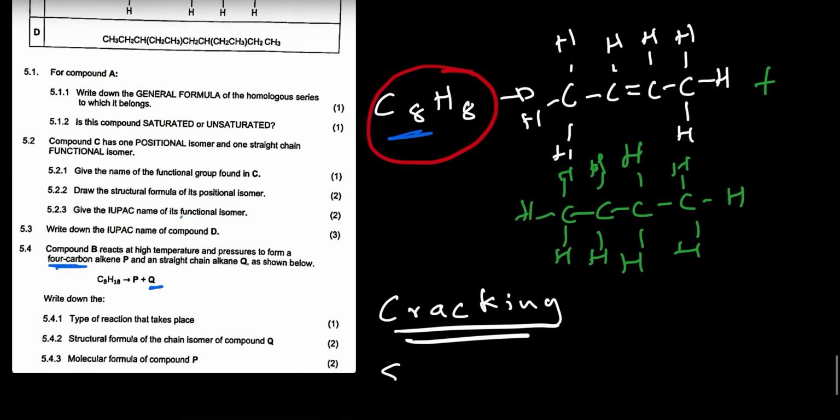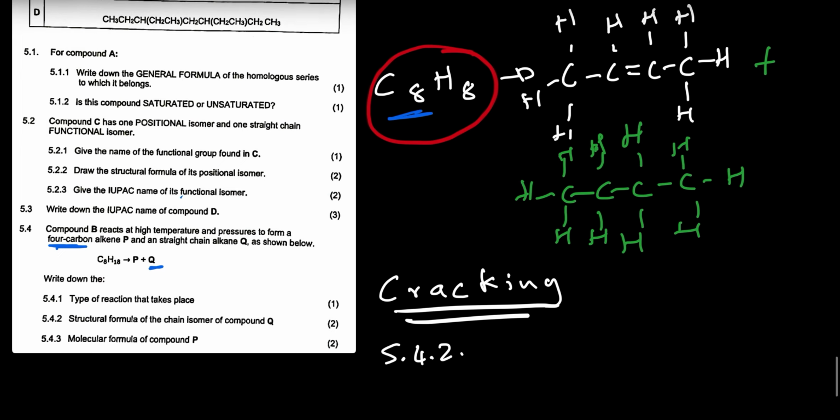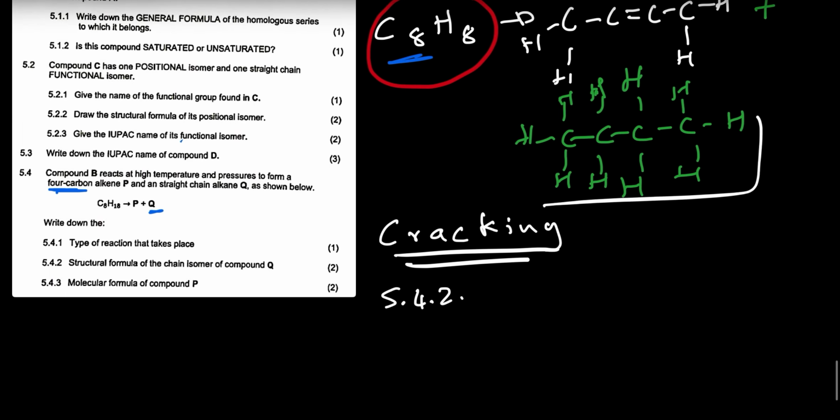Okay, so now 5.4.2, they say write down the structural formula of the chain isomer found in D. So we know on D we just have the straight chain butane. So what will be the chain isomer? The chain isomer is just going to have 4 carbons, but it will be branched. So it's just going to be 1, 2, 3, and then we just branch it there. So that should be the isomer of that butane we have as the product there.